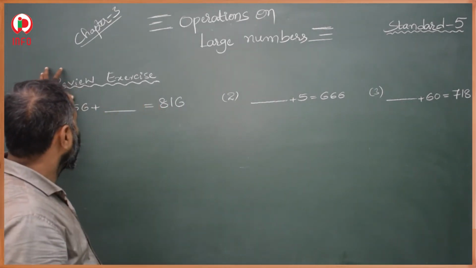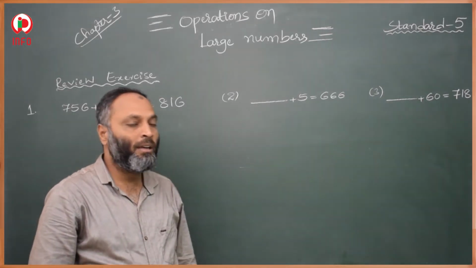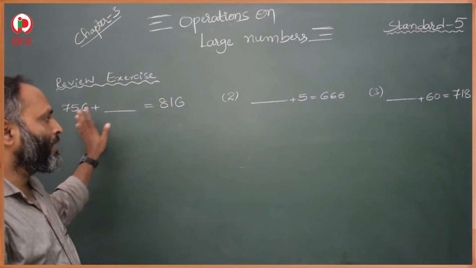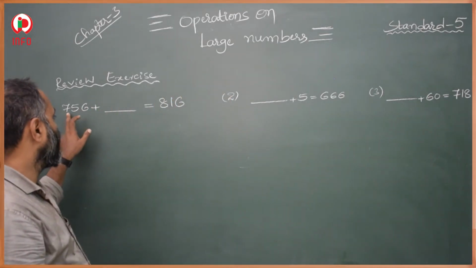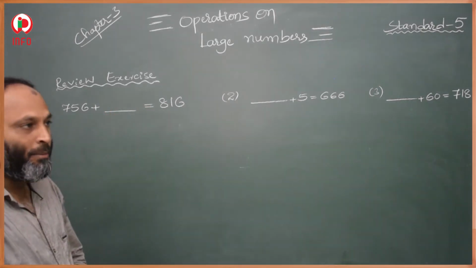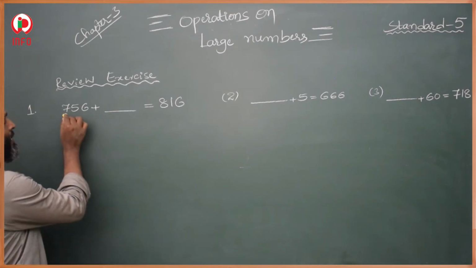Before starting operations on large numbers, first we recapitulate what we learned in 4th class. Here some questions are given: first question, second question, third question. In these questions, 756 plus what is equal to 816.